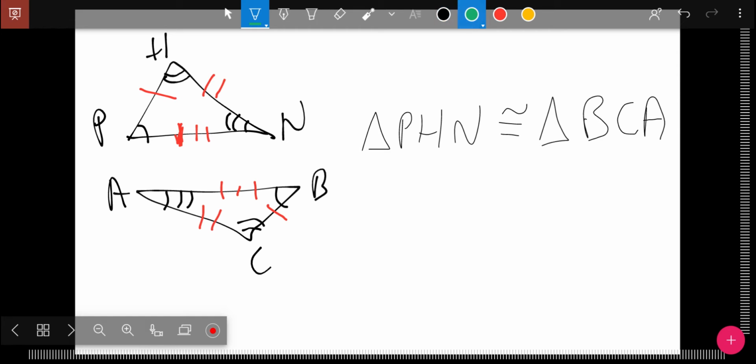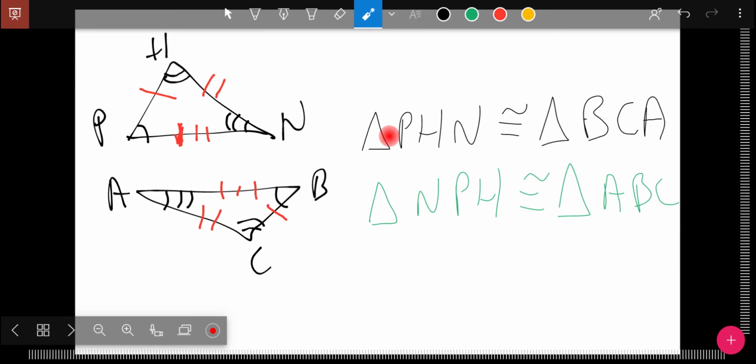If I had named it triangle NPH, which would be fine, if I name it starting with N, then now I have to start with A. I went to P, P matches up with B, so this one would now be ABC. And so how you name this congruence statement means the corresponding parts need to match up.